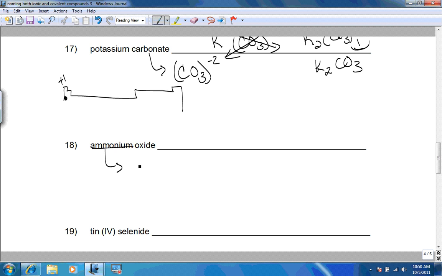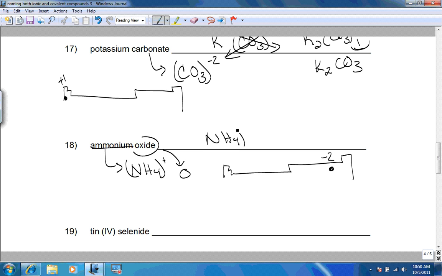Ammonium is a polyatomic cation. It is NH4 with a +1 charge. Oxide is oxygen. By looking at the periodic table, we see oxygen's right here. It has a -2 charge. So NH4 with a +1 charge and oxygen with a -2 charge, we're going to crisscross it. Becomes NH4 2O1.